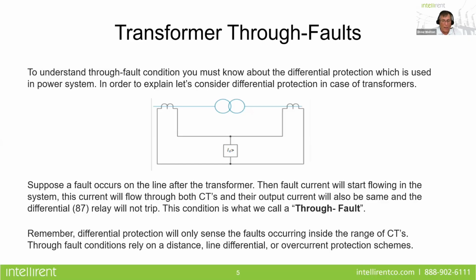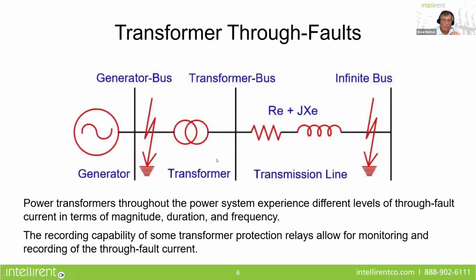But you can also have through faults that will not affect the differential protection because it's the same amount of current that's flowing through the transformer, which could be much higher than the transformer is capable of withstanding. So you have to remember that differential protection will only sense the faults occurring inside the range of the two CTs that you see here in the diagram.